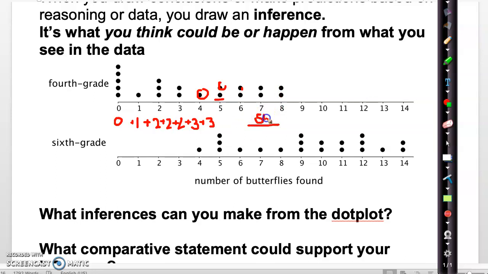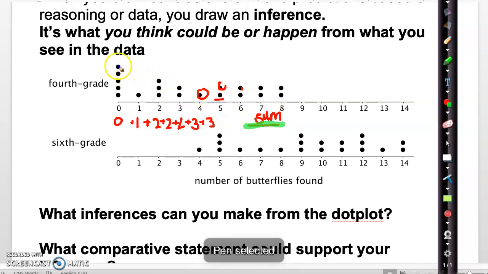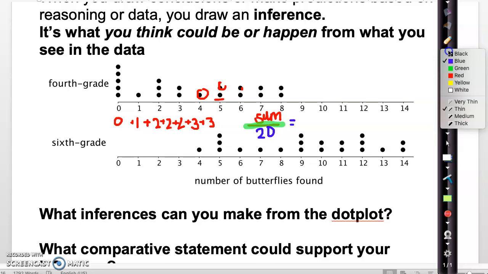Now we know we want to take that sum and divide by. Remember, we're going to divide. That's what this fraction bar means. We divide by, well, how many are in our data set? Well, go back and count. 1, 2, 3, 4, 5, 6, 7, 8, 9, 10, 11. Notice I'm only counting the dots. 12, 13, 14, 15, 16, 17, 18, 19, 20, right? We have 20 different numbers or values in our data set. And then we can find out the average or the mean number of butterflies caught.